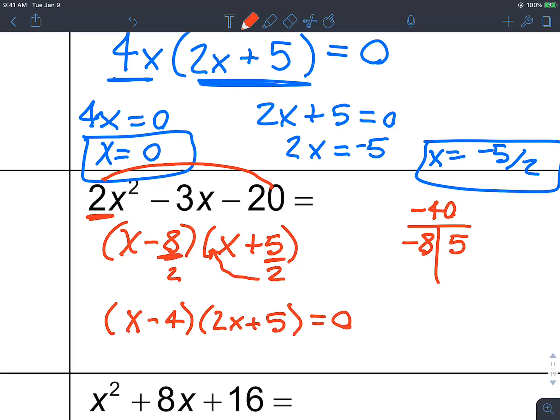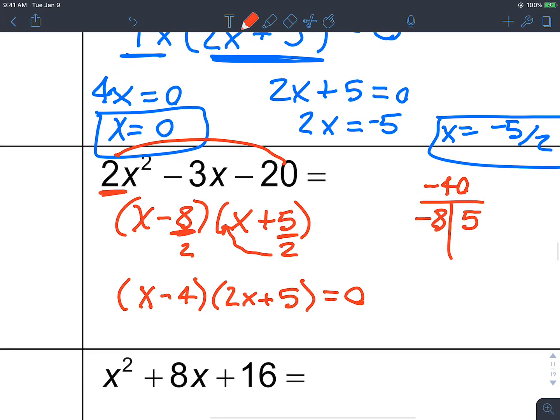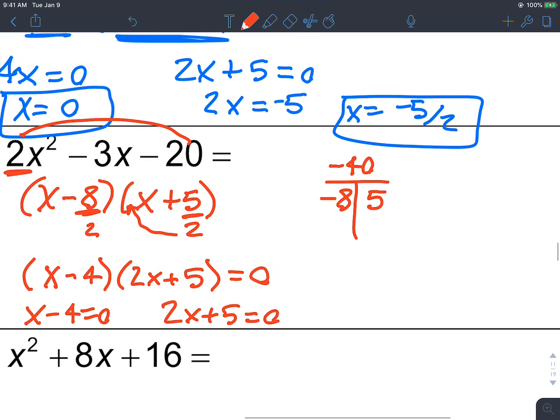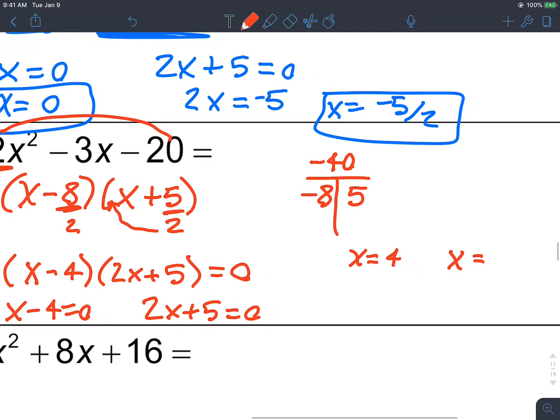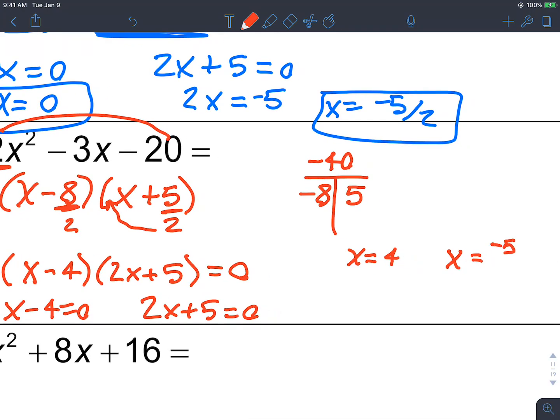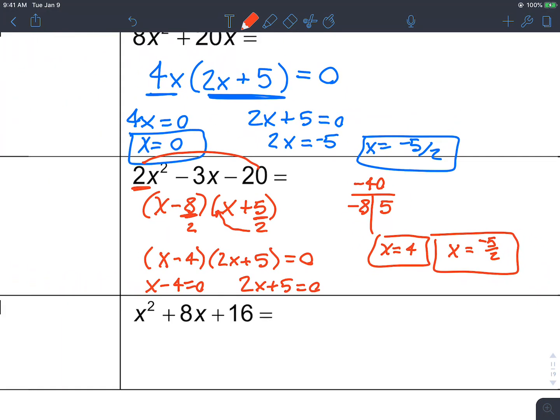Then from here, you set these equal to 0, and then you solve them out individually. Kind of like the last one, this first one we're going to get x equals 4. And then for the second one, you subtract, and then you divide, and look at that, you get 5 over 2 again. Those are those two answers. Okay.